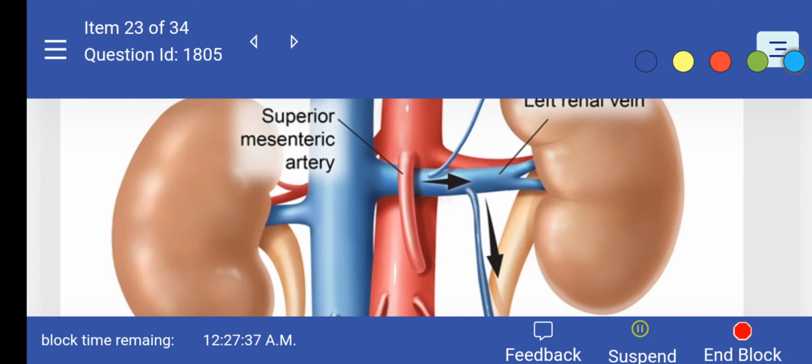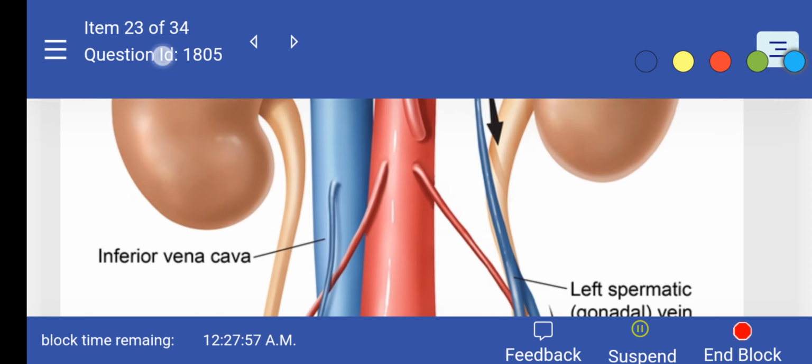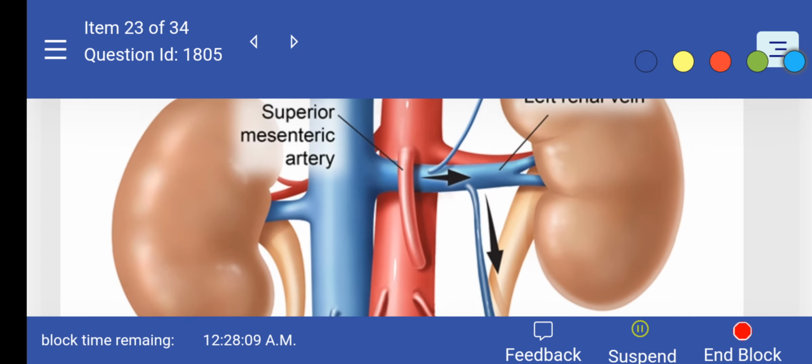Okay, so if we look at the renal vein, the left renal vein is a little bit longer than the right renal vein. The other thing to be noted is the right spermatic or gonadal vein drains directly into the inferior vena cava, like over here we can see it drains directly. But this is not the case for the left spermatic or gonadal vein. What would happen is that it would drain first into the left renal vein, like we can see if we follow this, and then this left renal vein would drain into the inferior vena cava.